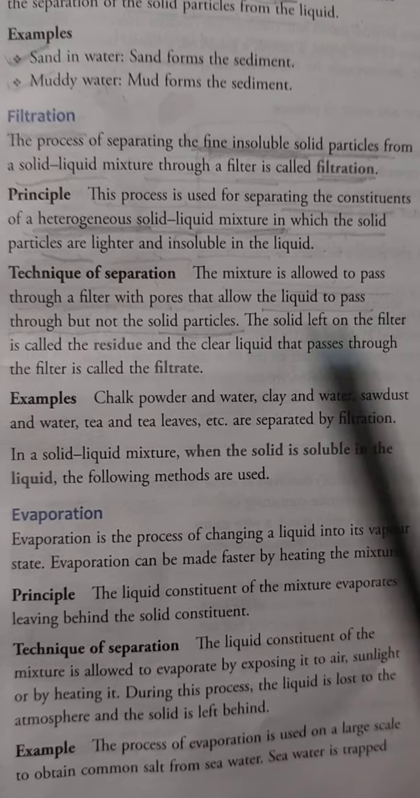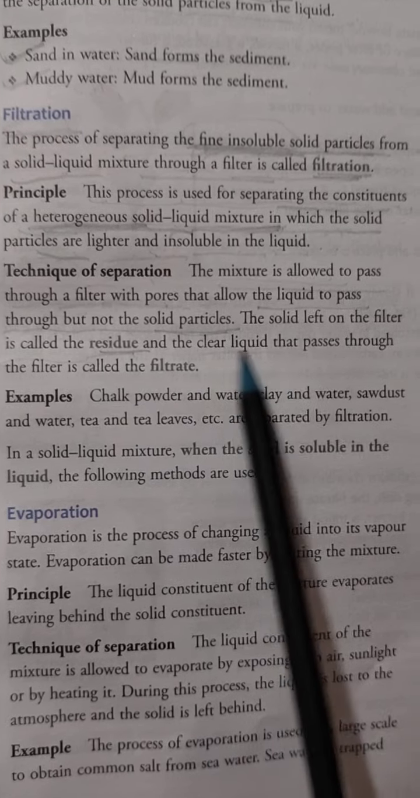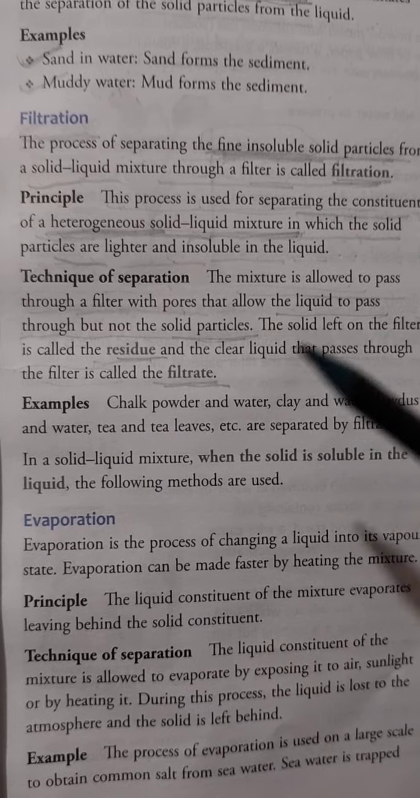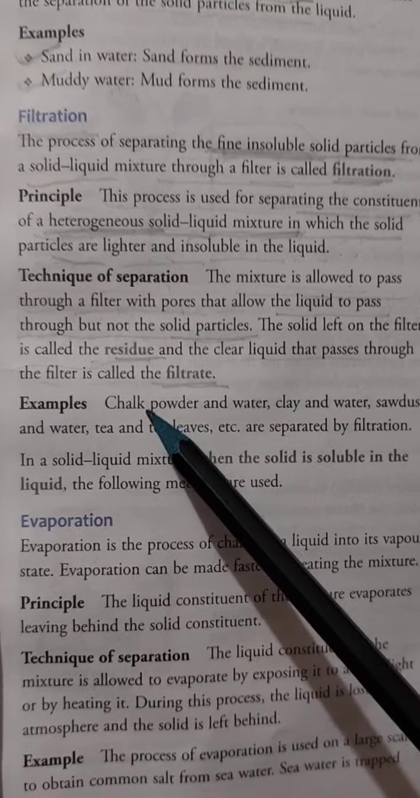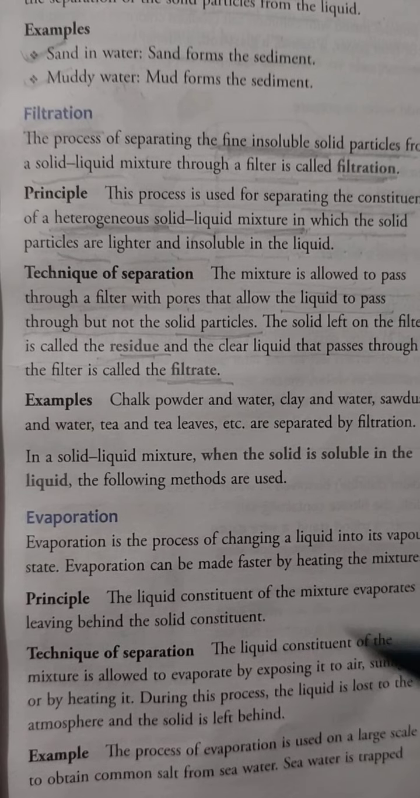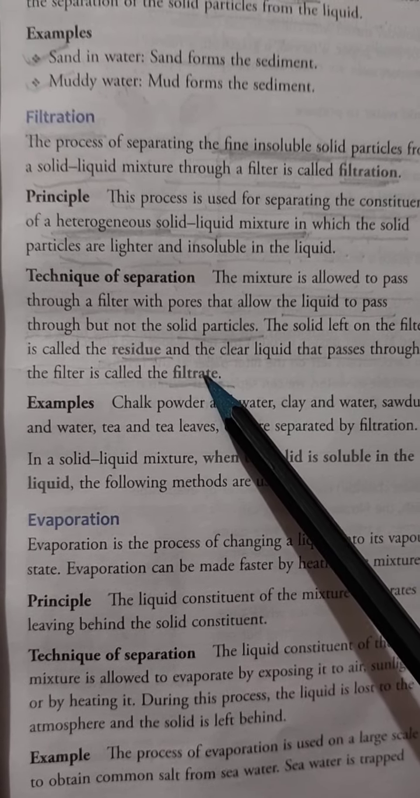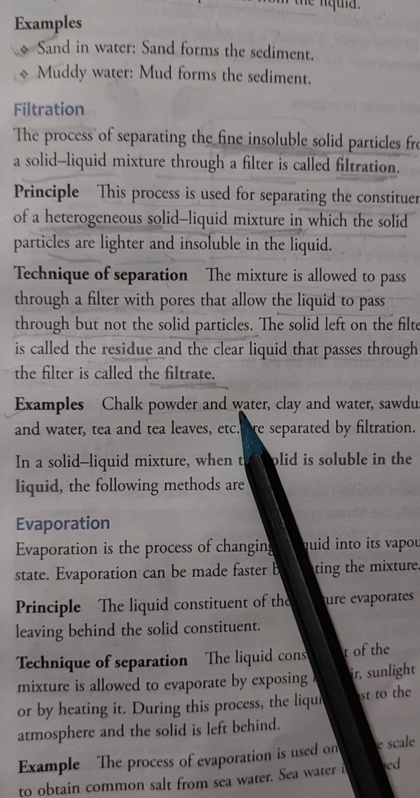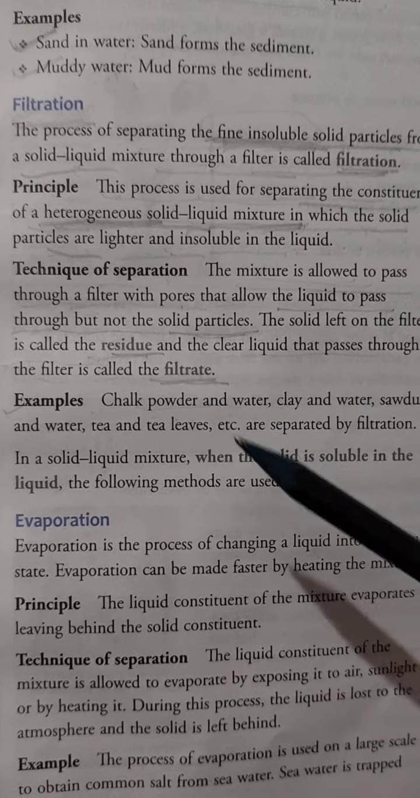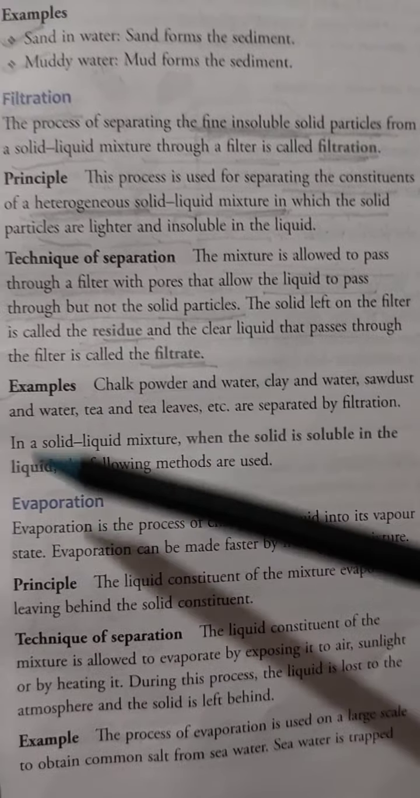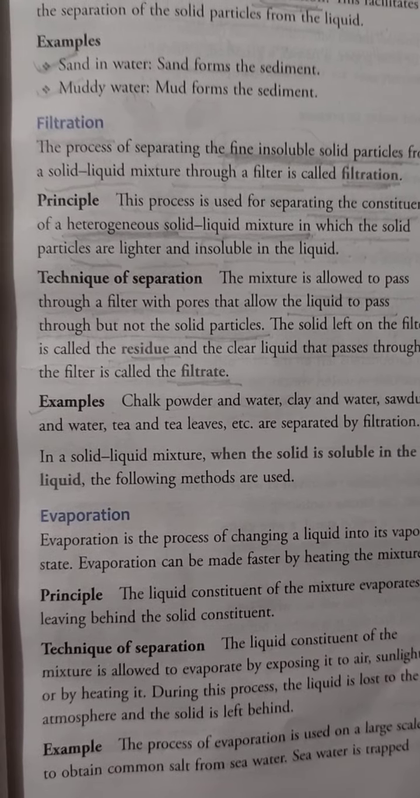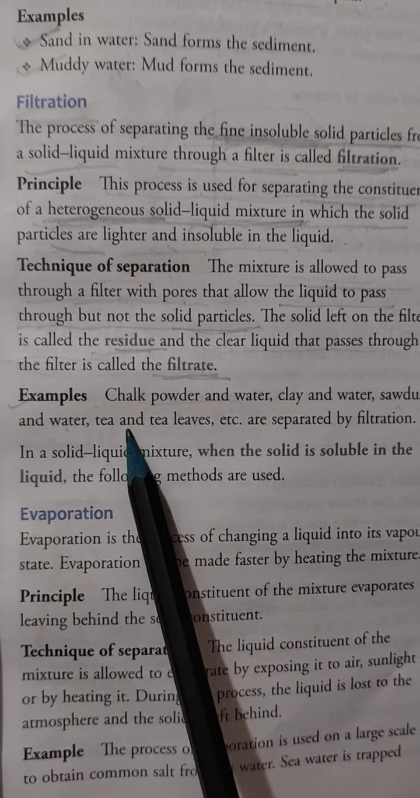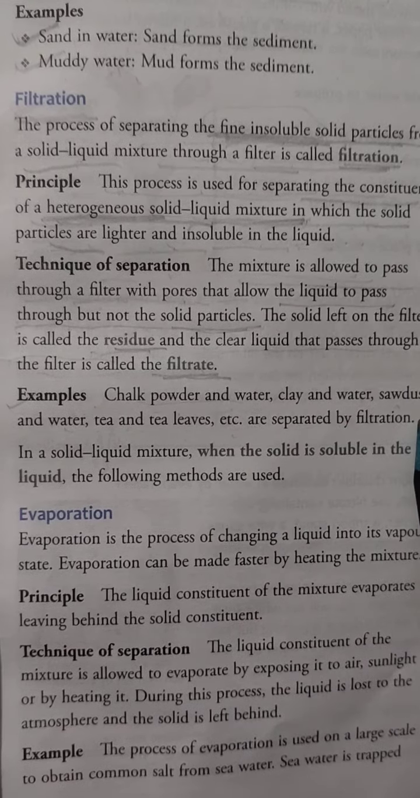The solid left on the filter is called the residue and the clear liquid that passes through the filter is called the filtrate. यहाँ पर जो सॉलिड पार्टिकल्स फिल्टर के ऊपर रह गए, those are called residue, और जो क्लियर लिक्विड that passes through the filter is known as filtrate. What are the examples? Chalk powder and water. अगर आप एक फ़िल्टर पेपर के थ्रू चॉक पाउडर और वाटर को पास करो तो चॉक पाउडर जो है वो फ़िल्टर पेपर के ऊपर रह जाएगा और वाटर जो है वो फ़िल्टर पेपर के थ्रू पास हो जाएगा. सिमिलरली क्ले एंड वाटर, सॉ डस्ट एंड वाटर, टी एंड टी लीव्स are separated by filtration.